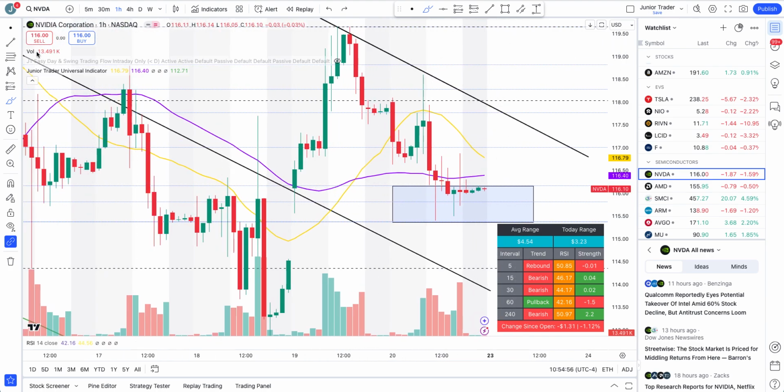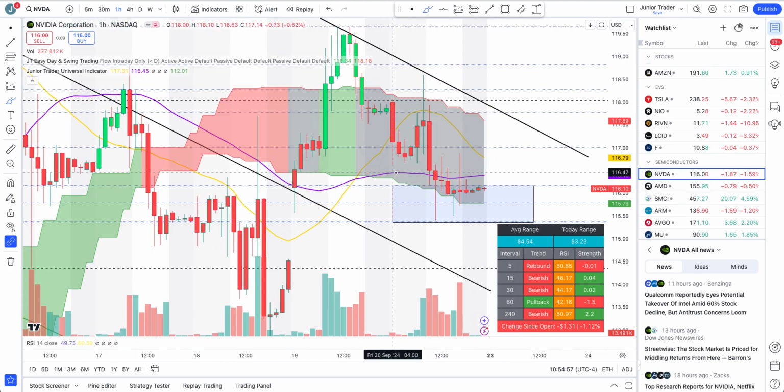And when that structure changes, how would we know? Well, things will start to turn a little bit green, start closing green here. Use the cloud as well for reference. We'll start getting above the cloud. Right now we are in the grayish cloud. That means a little bit of indecision on the direction.